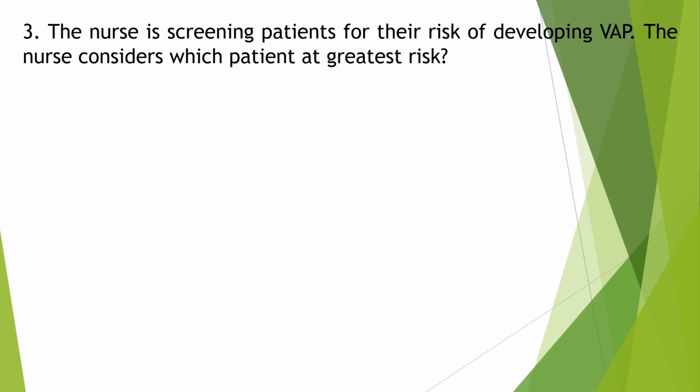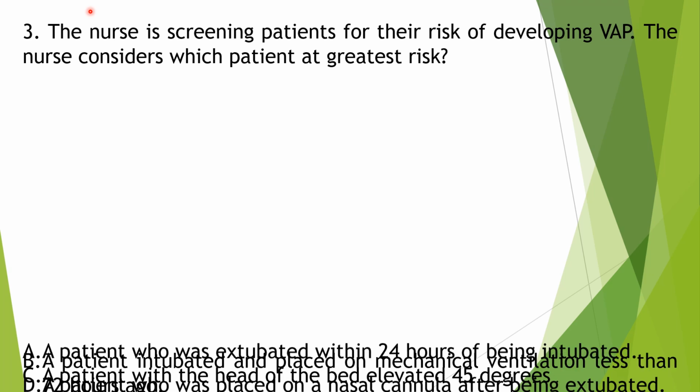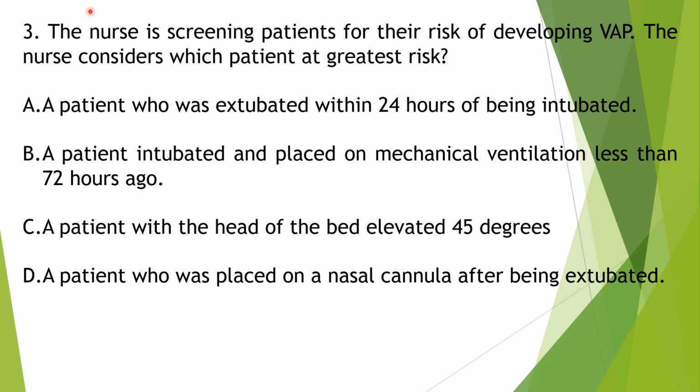The next question is, the nurse is screening patients for the risk of developing ventilator associated pneumonia. The nurse considers which patient at greater risk of having ventilator associated pneumonia. When we talk about ventilator associated pneumonia, you know that it is a healthcare associated infection that typically develops 48 hours or more after endotracheal intubation. So the options here are, what is the risk of developing VAP? That is the question.